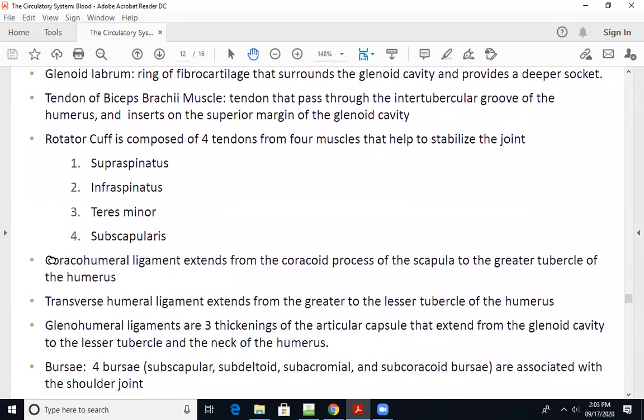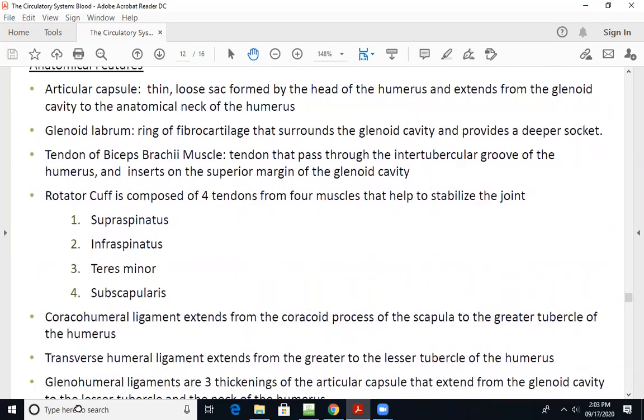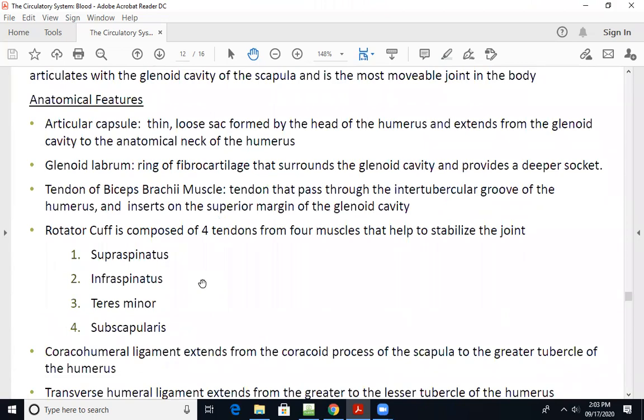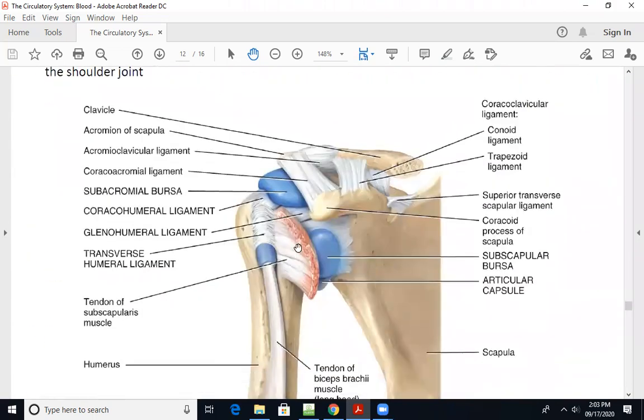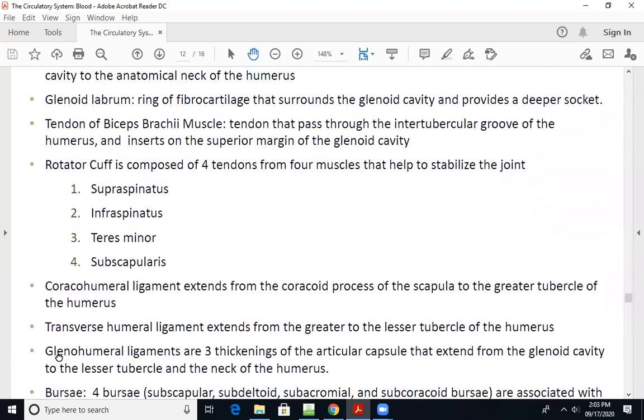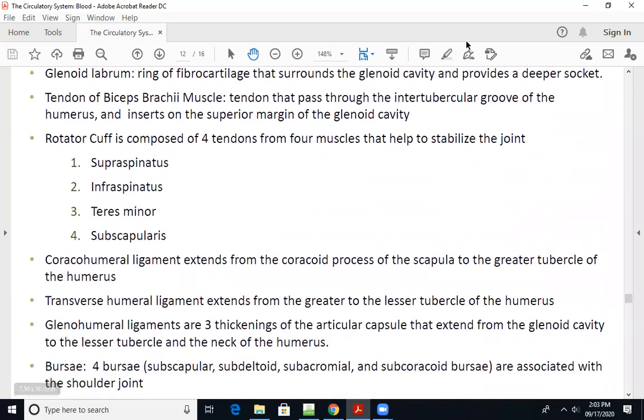The glenoid labrum is another structure, like the meniscus up here in the jaw, that we aren't going to be able to see. If we wanted to see it, we'd have to remove the humerus completely. This is a ring of fibrocartilage that surrounds the glenoid cavity, so it's in the socket, providing a deeper socket for that shoulder joint.